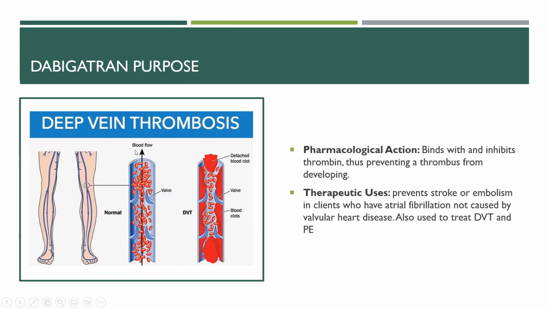So this right here is a deep vein thrombosis. This is our normal vein here, where we've got these lovely little valves that open. Here it's flowing fine. Then in a DVT, we've got all these clots where it's sticking.